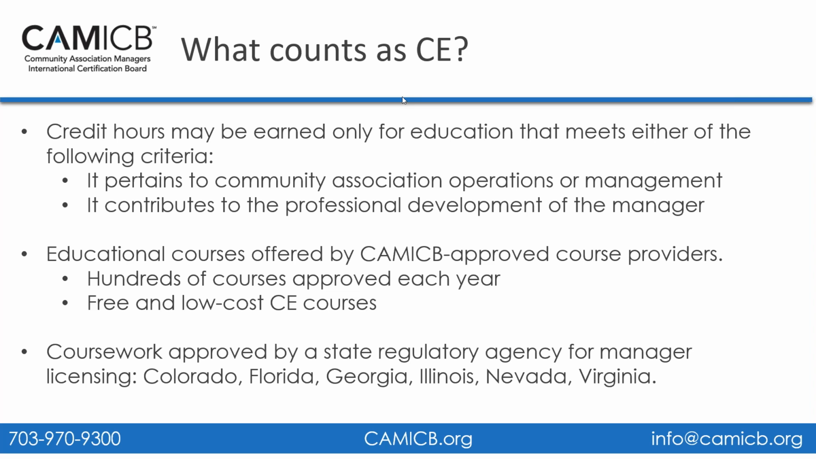If you go to camicb.org and click continuing education, you'll see a link to the list of approved courses and providers. That link goes to an Excel spreadsheet, which you can sort by location, by format, either classroom or webinar, by the cost to attend the program, or the number of credit hours.